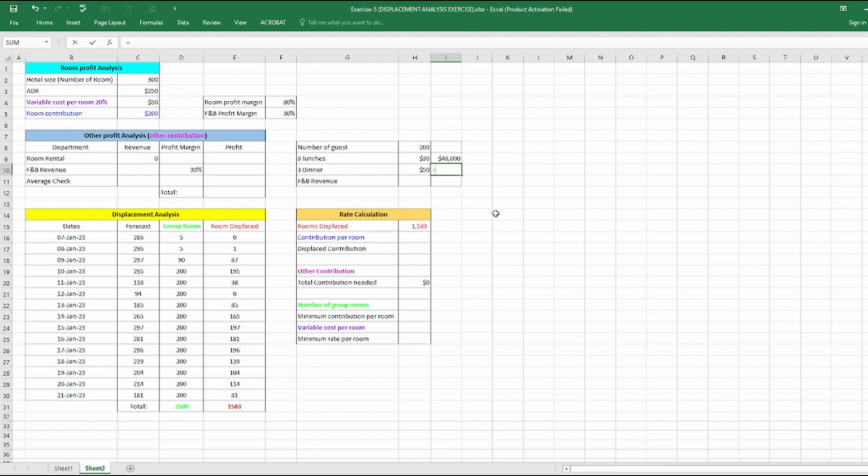Dinner, we do the same. $50 times 3 dinners times 200. So it's $30,000 for dinner. So total F&B revenue, 48,000 plus 30,000, is 78,000.